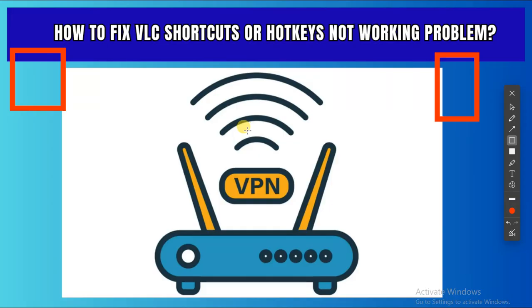Next, enable global hotkeys. Go to Tools, Preferences, Hotkeys, click All. Under Show Settings, navigate to Interface Hotkey Settings, fix bugs that may prevent hotkeys from working.